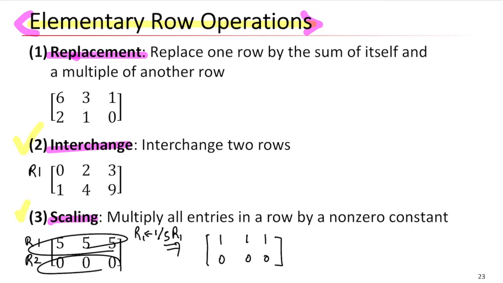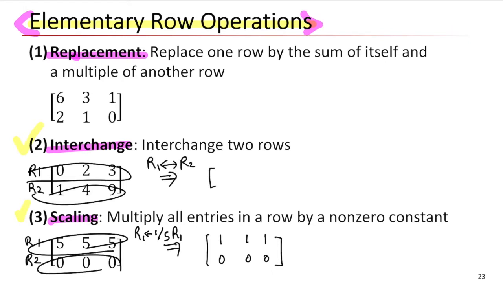So let's say there is one row and another row here, like this. Row exchange means just swap the positions of them. Okay, we could swap row 1 and row 2, and we now have 1, 4, 9, 0, 2, 3, something like that. So this is the interchange.